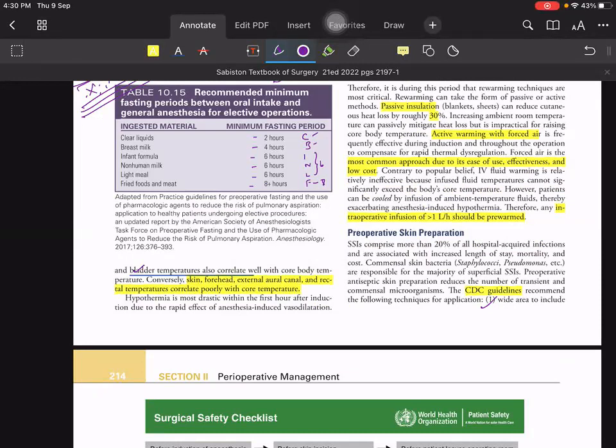Which of the following areas will poorly correlate with the core body temperature? Skin, forehead, external oral canal, rectal temperature. They can ask an MCQ like this. So rectal temperature is poorly correlated.